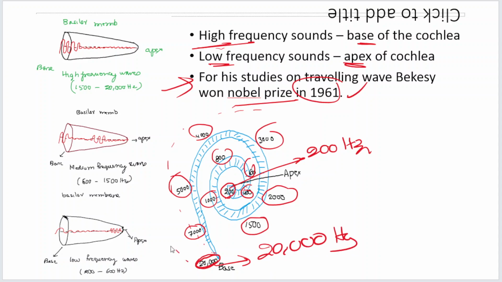So that is how the higher frequency sounds are detected at the base of the cochlea, and as the frequency of the sounds is decreased, the basilar membrane towards the apex of the cochlea will be stimulated.